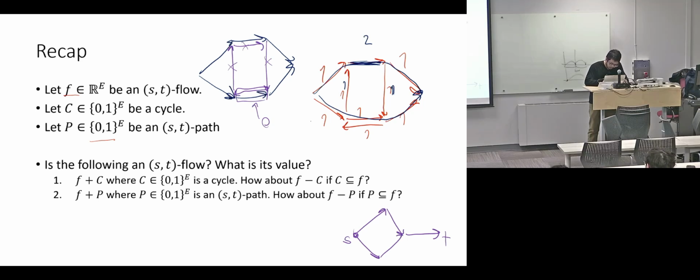Well, it depends. Let me change the color. Is the flow like this, or does it also have something here too? Then the value here must be 2, right? If this is 1.